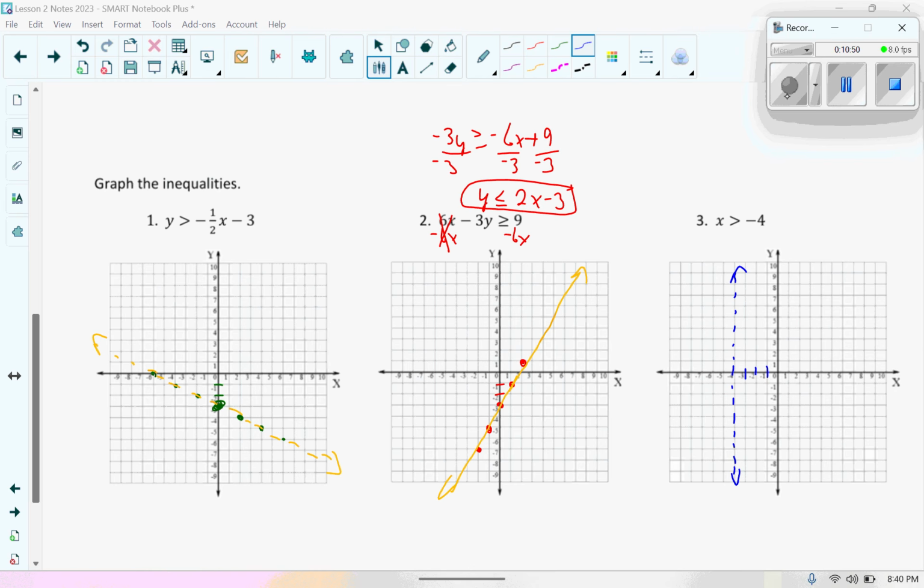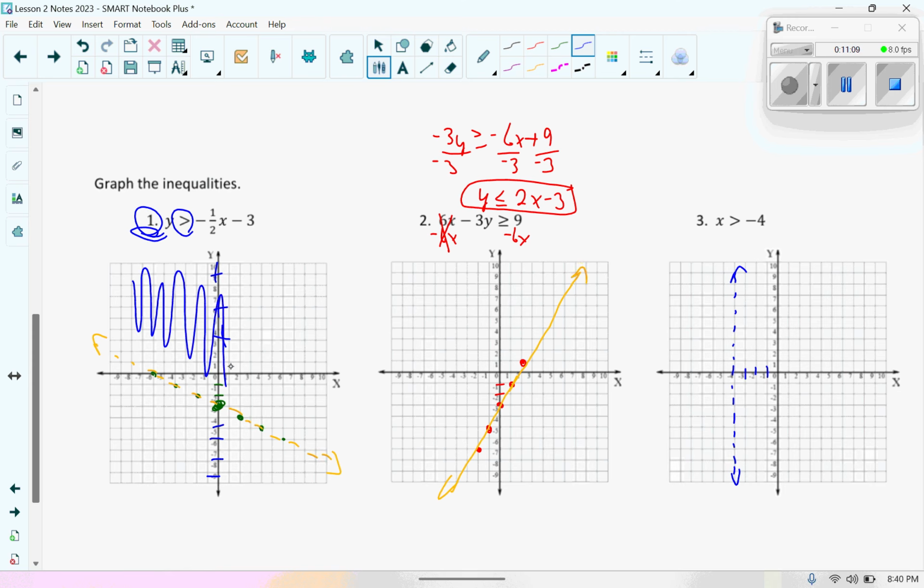Okay, I graphed the lines, but I have not shaded them yet because I wanted to talk to you about each one. On number one, notice that I have a dotted line and it's greater than. So I'm going to shade above the line. This is all above the line. This is all below the line. So I'm going to shade in this direction. So it looks like that.